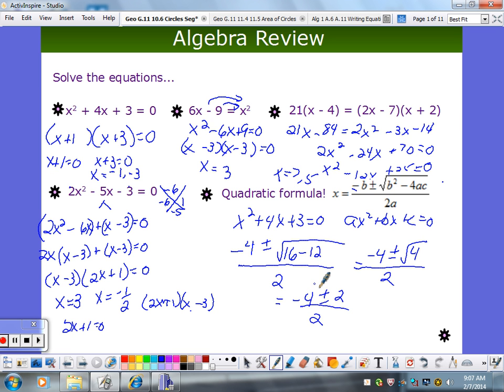So let's look at the plus side of it. I could have negative 4 plus 2 over 2, which is what, negative 1? Negative 4 plus 2 is negative 2 over 2. Or I could have negative 4 minus 2 over 2. It's negative 6 over 2, which is negative 3. Is that the same thing we got up here? Sure is.